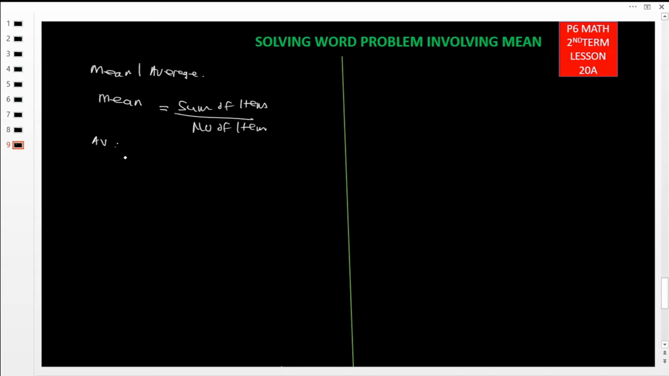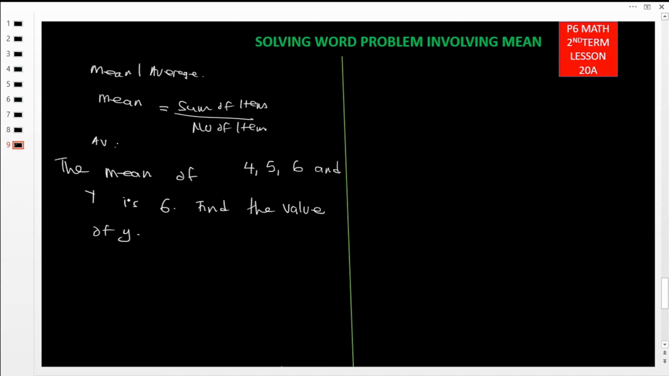Let us get started. All right, so our first example, they are telling us that the mean of 4, 5, 6 and y is 6. Find the value of y. So from this question we know that we are dealing with the mean, and they are telling us that the mean of 4, 5, 6 and y is 6. So what we have from the question is the mean is 6.